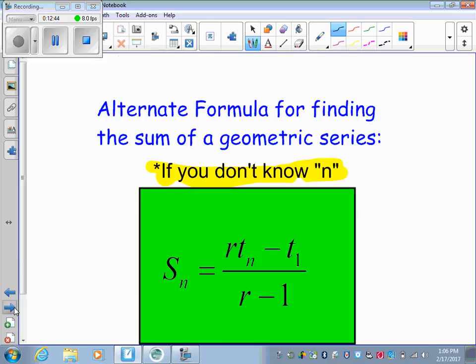Okay. Now, there's an alternate formula for finding the sum. This one is used if you don't know n. Sometimes they will not be able to tell you how many terms there are because it just goes on for infinite numbers. They don't give you which one they're looking for. So this is a formula you can use in that case.